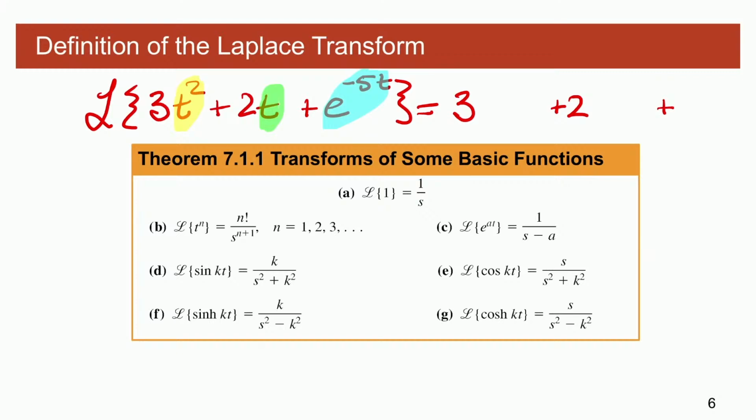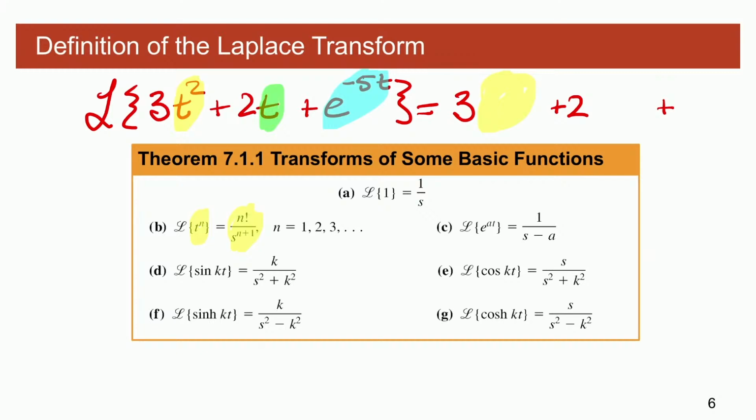We'll do the first thing, that t squared. So where is t squared? T squared fits into this category, and in this case, the n is equal to 2. And I think we did this one last time.